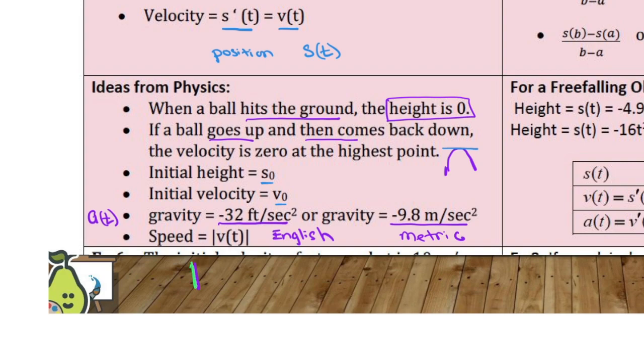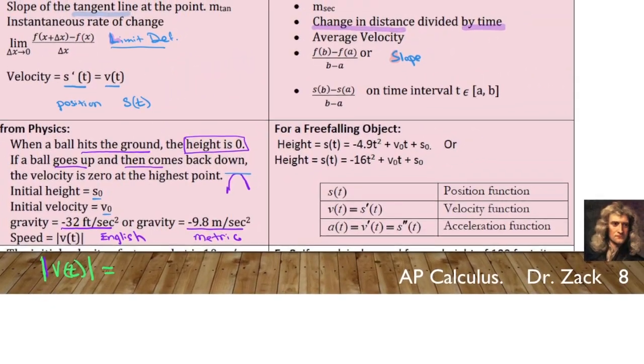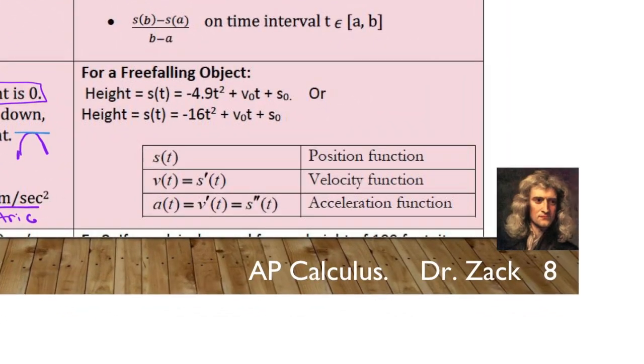Now, the reason it's absolute value is because it's telling you how fast something is moving, but not the direction. So speed is absolute value of velocity.